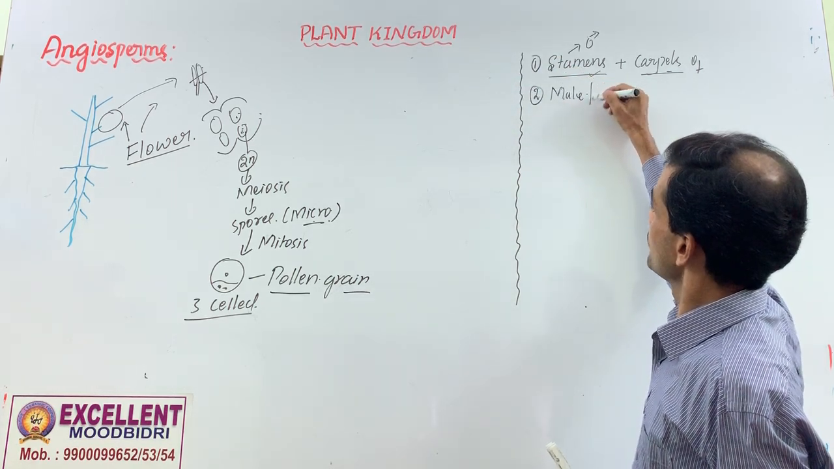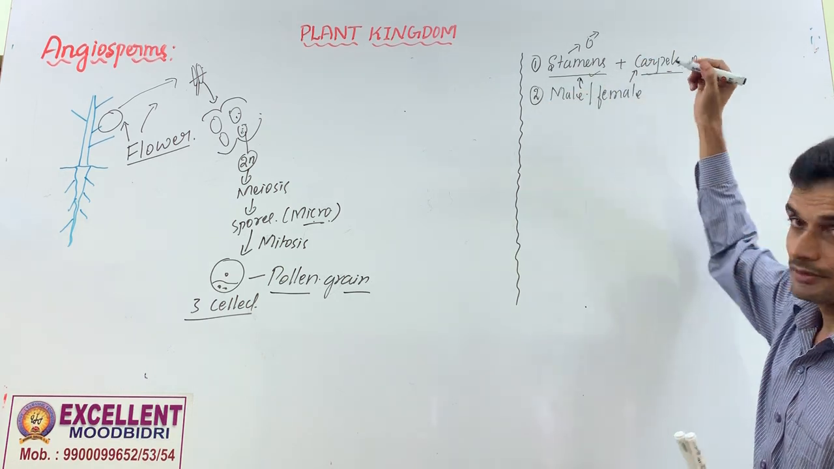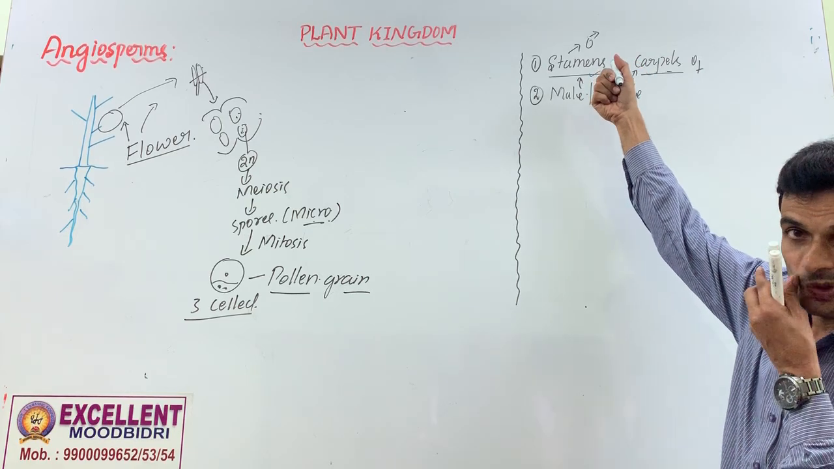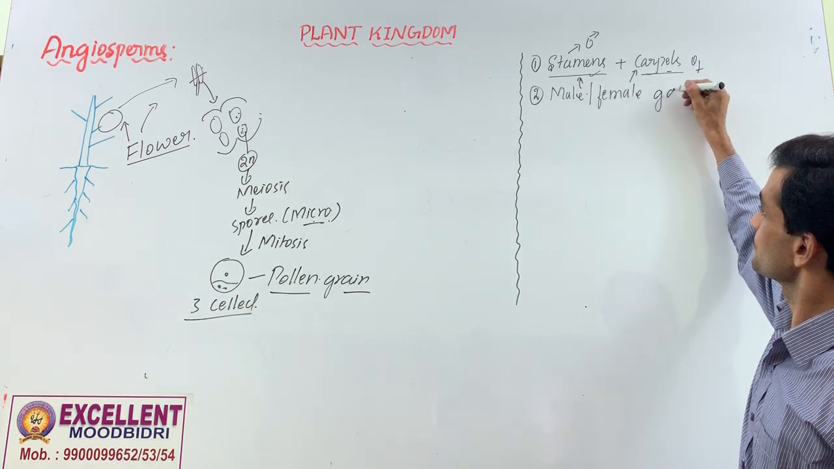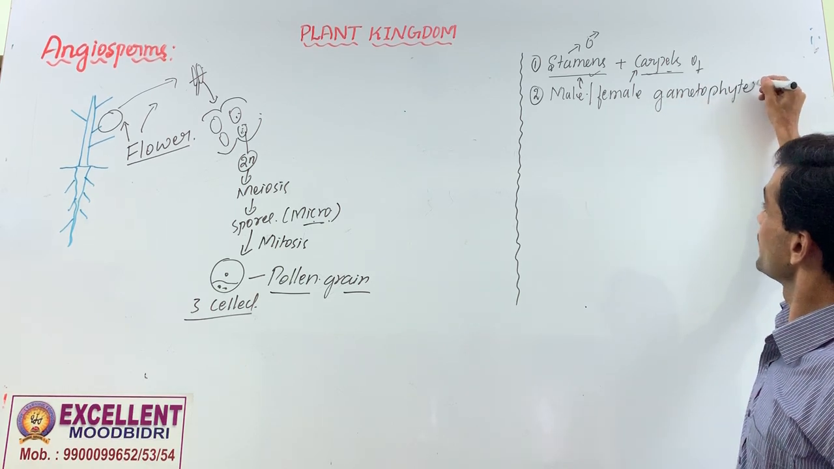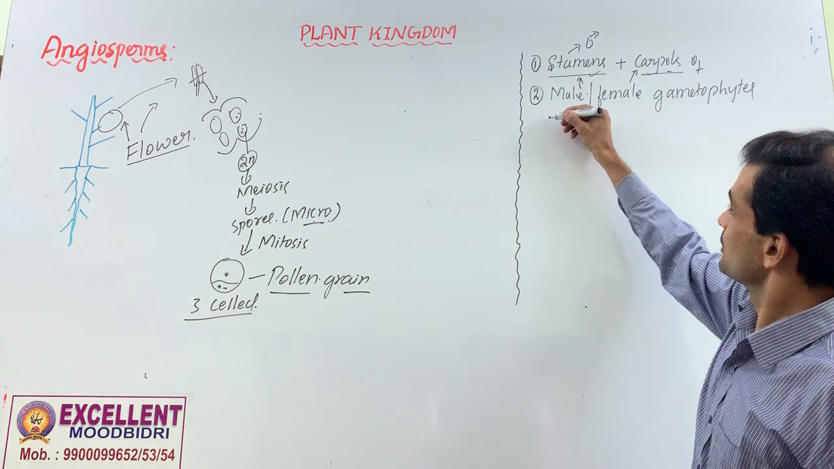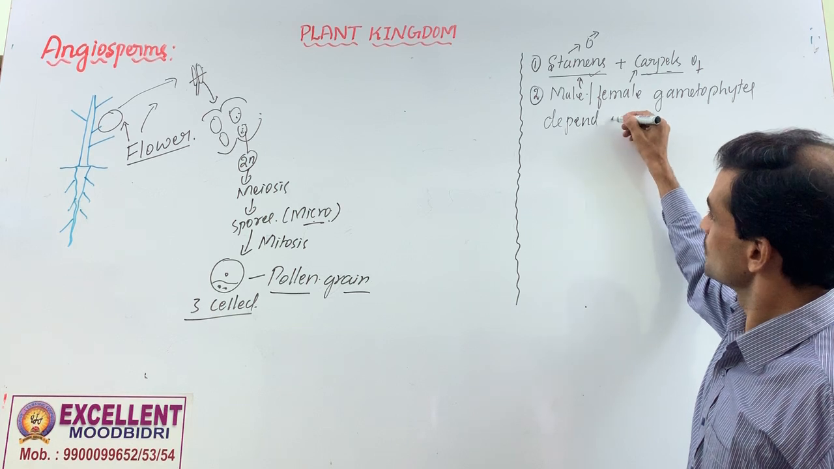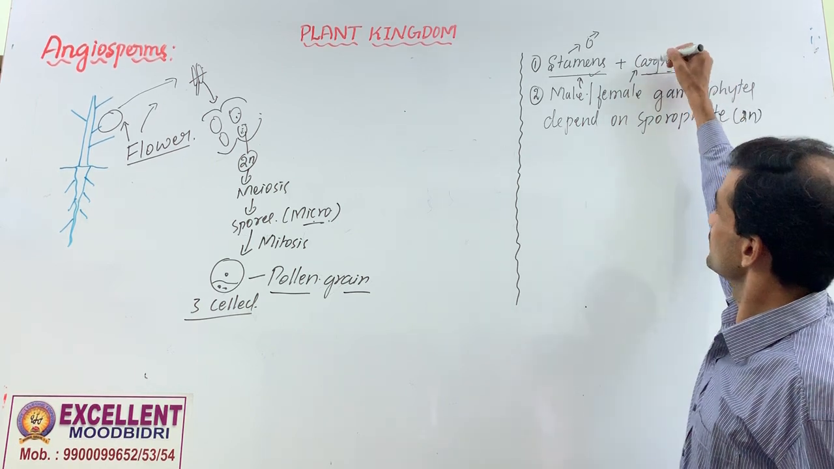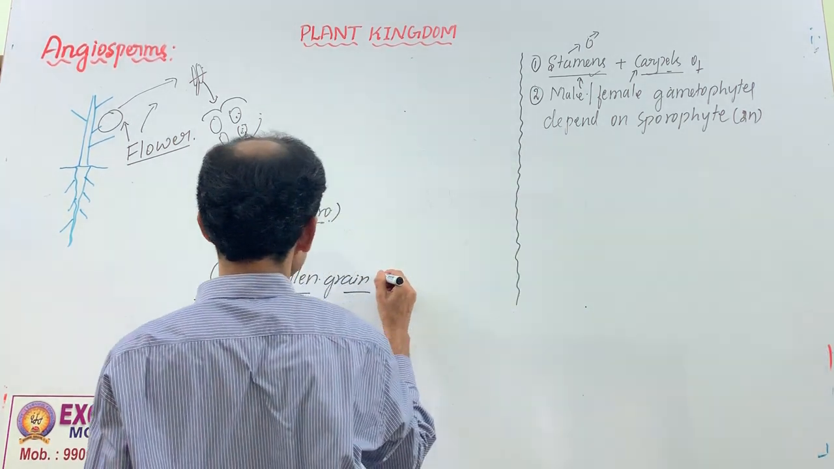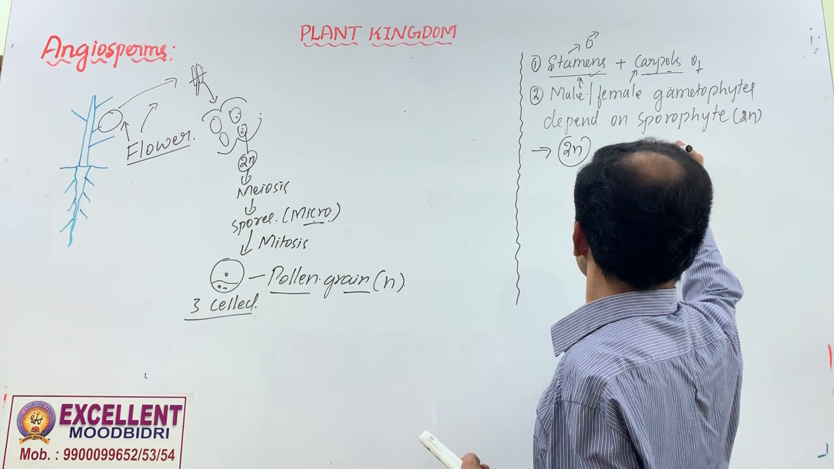Male and female reproductive structures develop in gametophytes. Gametophyte will have male sex organ, female sex organ. Male sex organ will produce male gamete and this one female gamete. So male and female gametophytes do not develop independently inside the flower, inside the plant. It means male and female gametophytes depend on sporophyte. This is diploid. This thing is haploid. Hence, diploid generation, sporophytic generation is dominant.